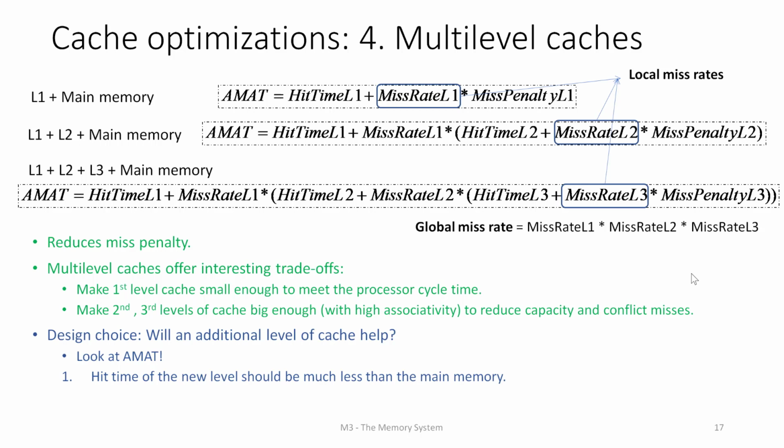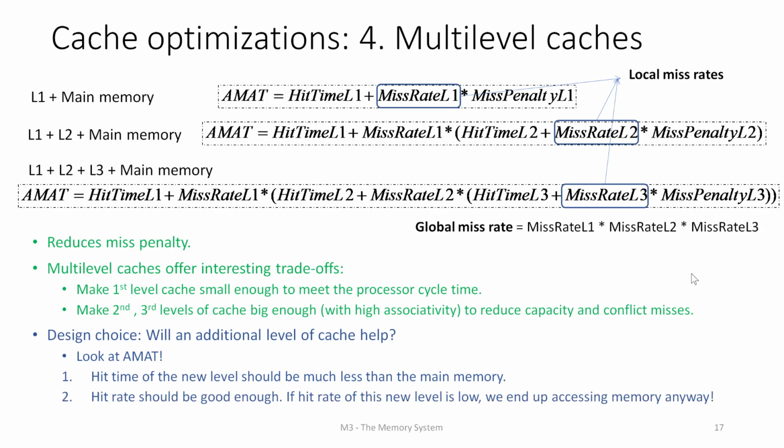Couple of pointers. AMAT would reduce if the hit time of the fourth level of cache is much lower than the main memory. Pretty much straightforward. Another insight is the hit rate of this new L4 should be good enough that many more accesses would get reduced to the main memory. If the hit rate is low for the new level, then we would go to the main memory anyways. In that case, adding a fourth level will not benefit us.